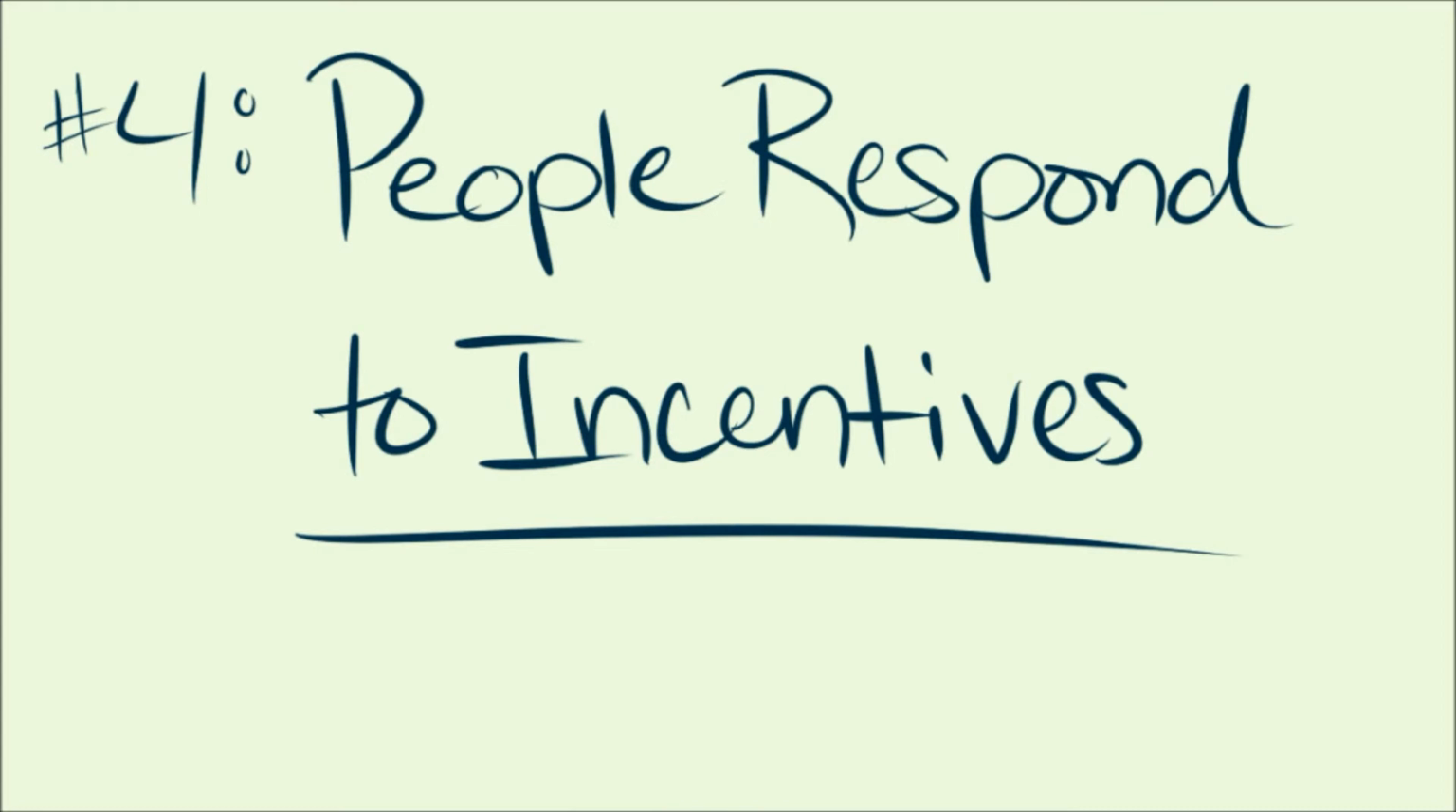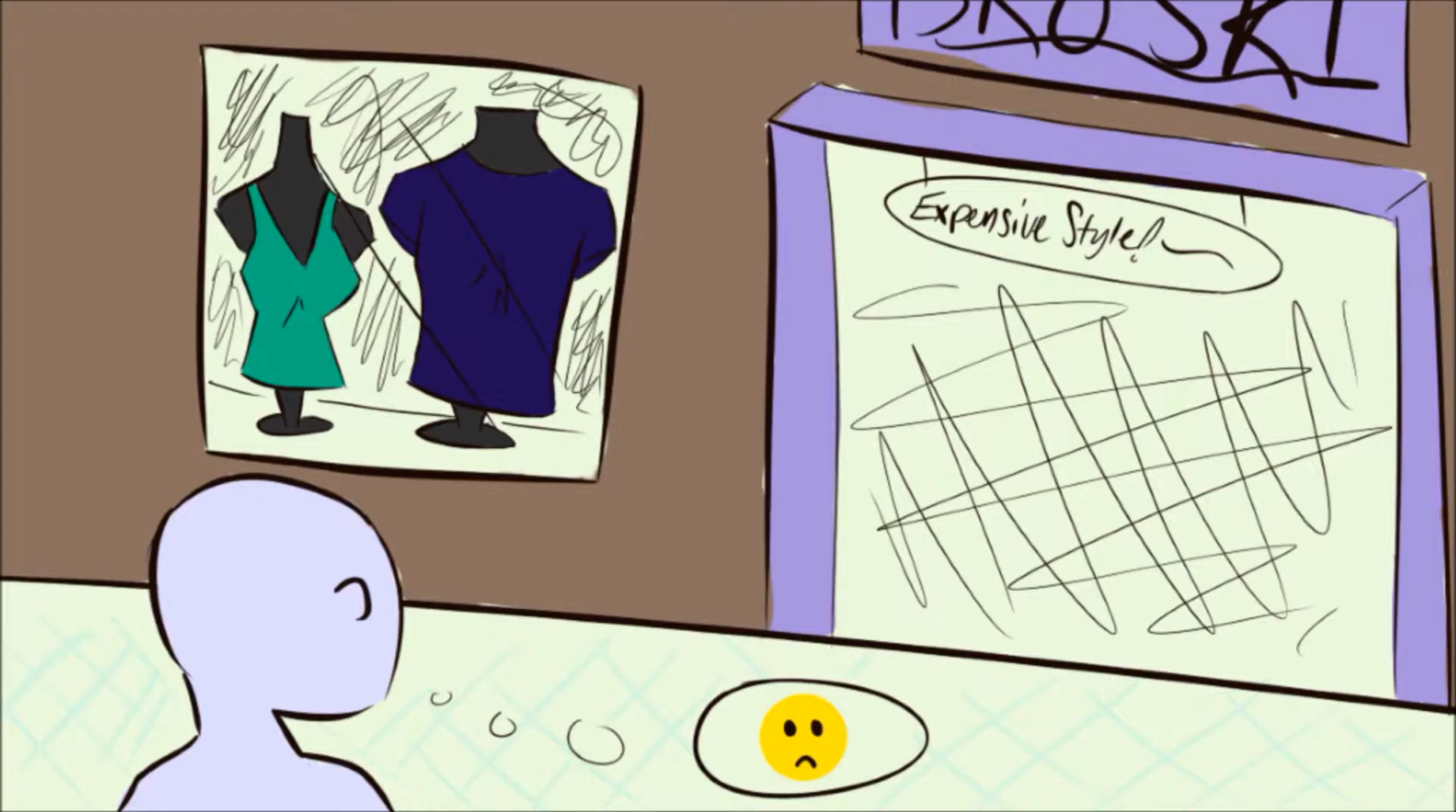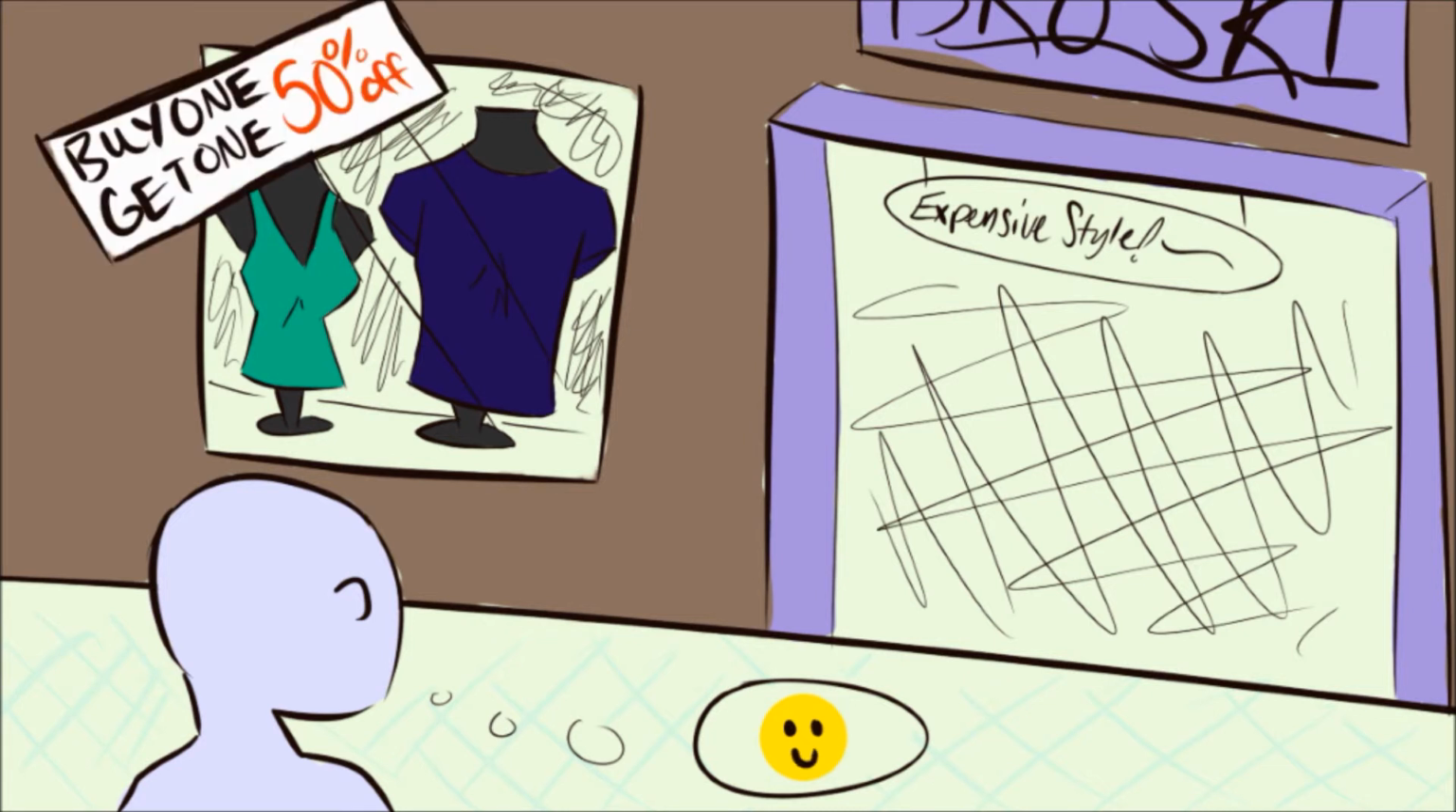4. People respond to incentives. People's behavior changes when the costs or benefits change. Take sales shopping, for example. Normally you wouldn't think of buying a whole lot of clothes all at an expensive store, but if there's a big sale going on for t-shirts and pants, you're more likely to consider buying the clothing.